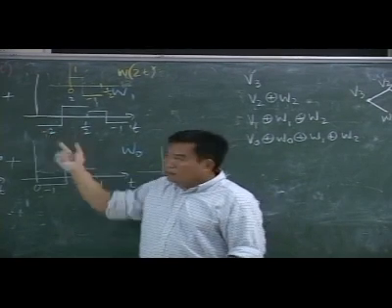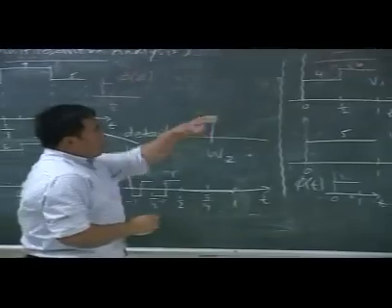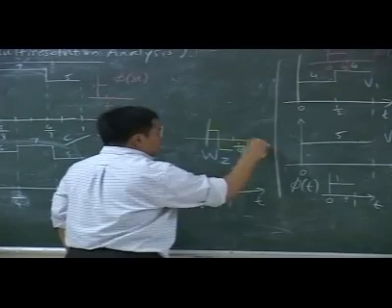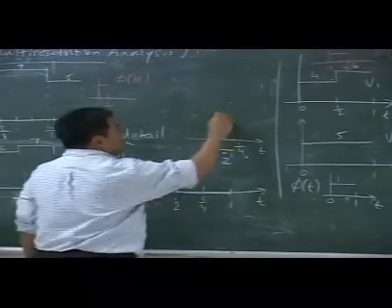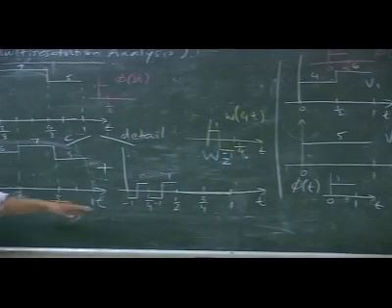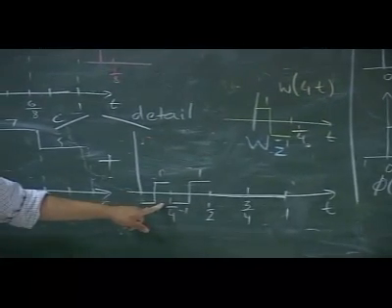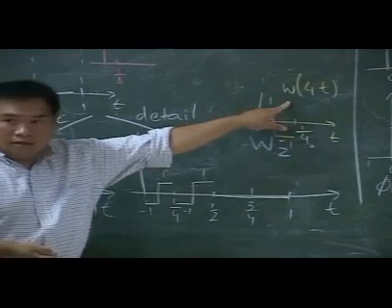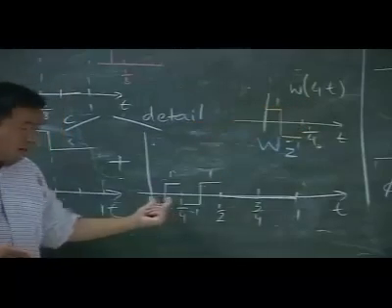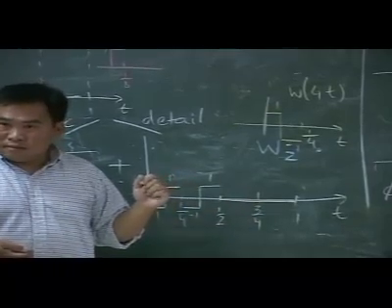Is that clear? Okay. Next one will be W2. This function is exactly the same as before, but now at a quarter: 1 and minus 1, so W of 4t. So how do I represent that signal using that basis function? Minus W of 4t minus W of 4t minus 1, shifted by a quarter, right?